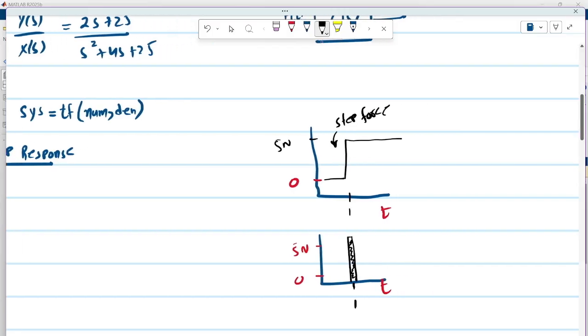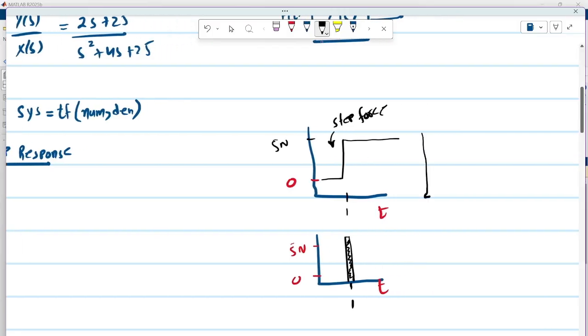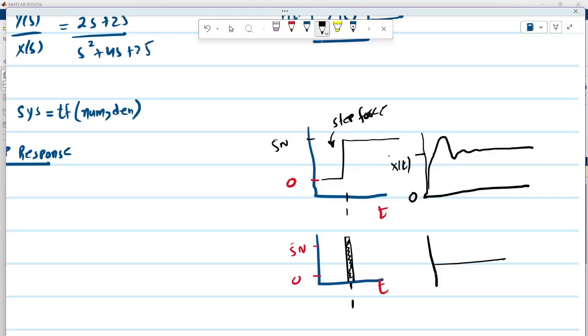So for the step response, if you apply a step force onto a system, maybe the system response is like this: it got excited in the beginning, and then after some time it maintained a certain value of displacement. Let's say this is x of t. But for the impulse one, let's say this is the zero line here, and this is any value, let's say 10.